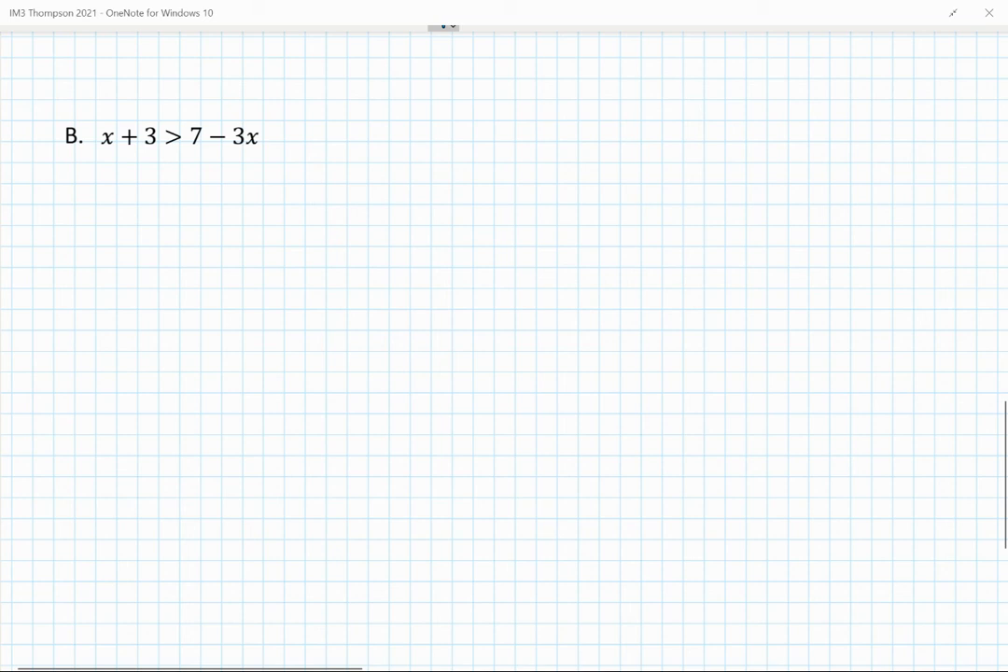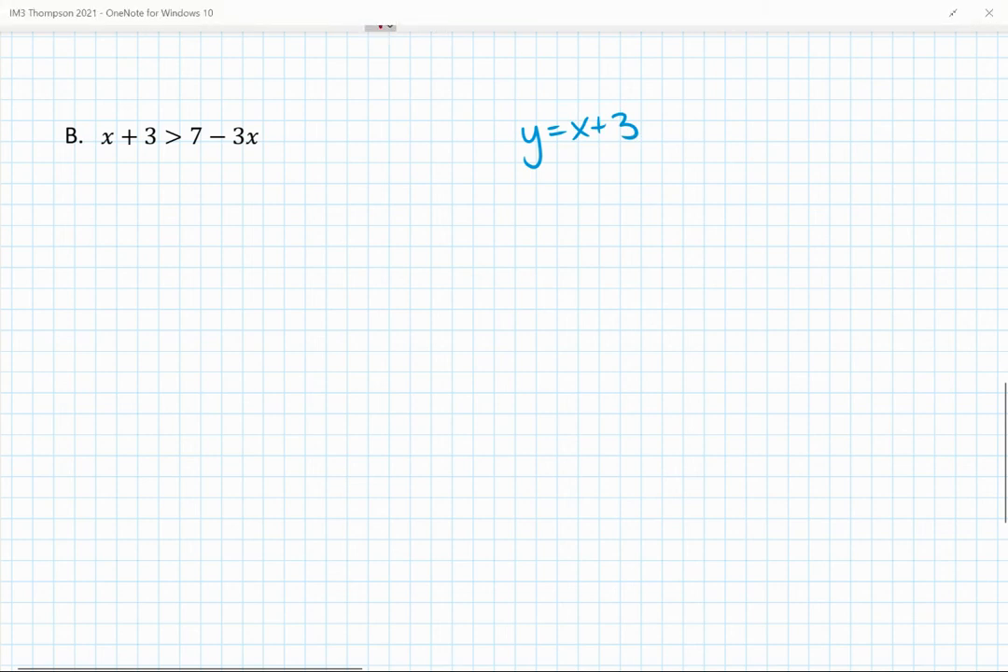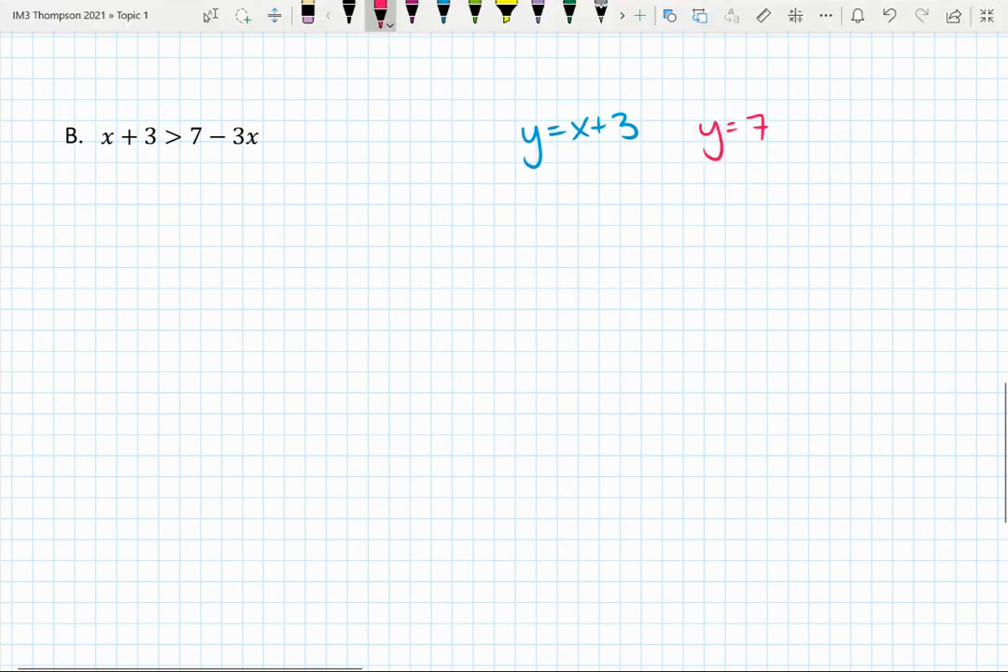The process is very similar. I am still going to graph y equals the left side and y equals the right side, even though it's an inequality. And then instead of looking only where they intersect, I'm going to look where the left function is greater than the right function. So I will graph y equals x plus 3. And I will graph y is equal to 7 minus 3x.